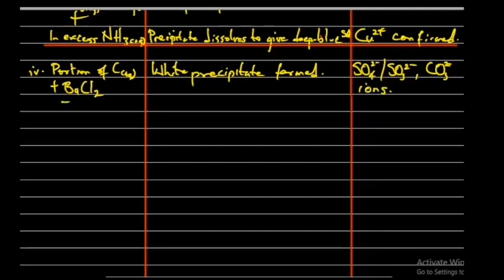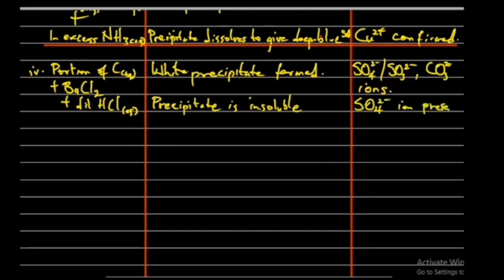And then when we reacted this with dilute HCl, we discovered that the precipitate was insoluble. From this, we can deduce that there is the presence of the SO4 2- ion. We can deduce that from that particular experiment.